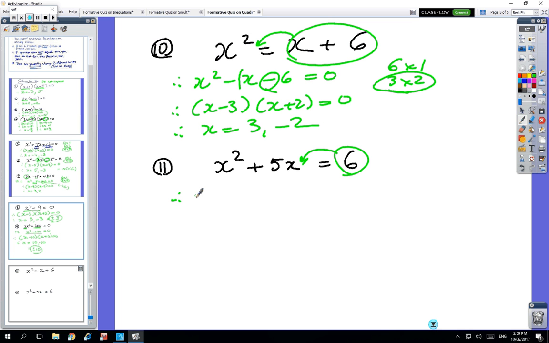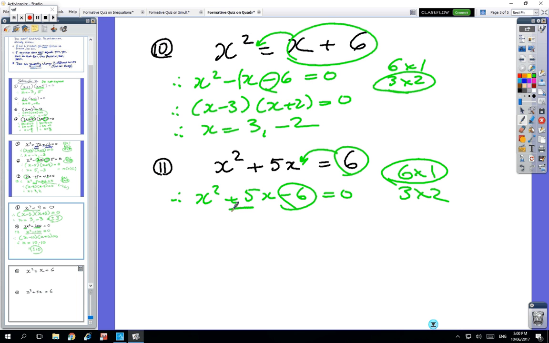This next one is x² + 5x - 6 = 0. It's a minus at the back, so it's one of each. Numbers are 3 times 2, 6 times 1, and we need the 6 times 1, so we can get a 5. So we're going to have (x + 6)(x - 1) = 0. And so the answers are minus 6 and plus 1. And that's the end of quadratic equations. Thanks.